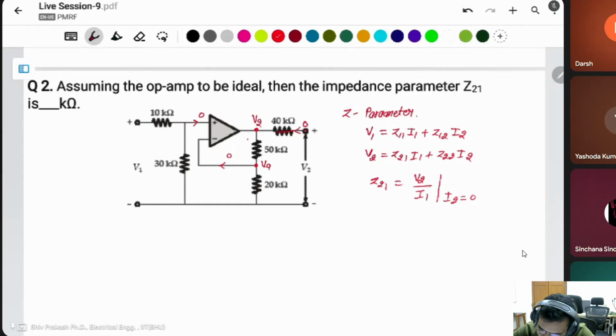Okay, and these two resistances are connected in series. The 0 current is here. Input side, this is V1. This is I1. This is 0. It means these two resistances are connected in series. Then what is the voltage of this one? This voltage is the same as this voltage. You can say this voltage is VA, then this is also VA. Then what is VA in this condition?